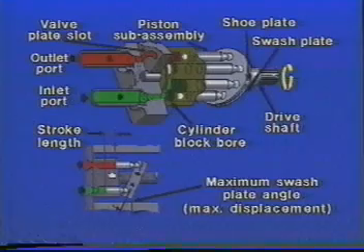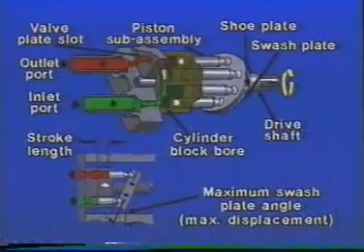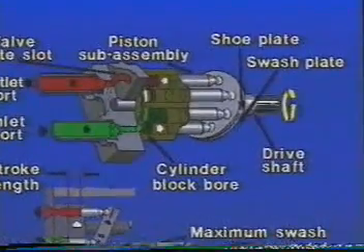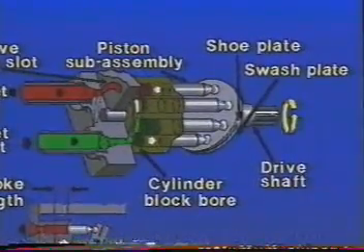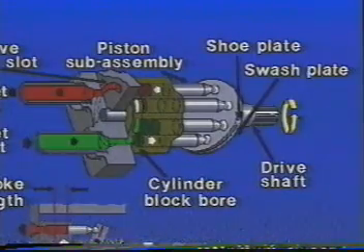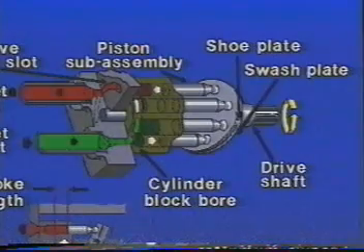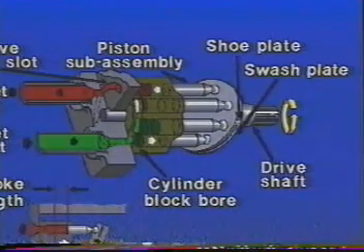Finally, we have a unit where the cylinder block is in line. It's driven by the drive shaft. Shoes on the ends of the pistons are held against and slide around an angled swash plate as the drive shaft is rotated. In this case, both the distance the pistons travel in their bores and the pump displacement are determined by the angle of the swash plate with respect to the drive shaft.